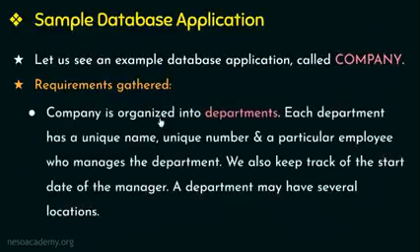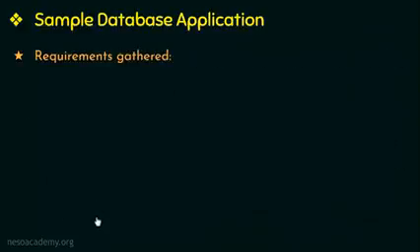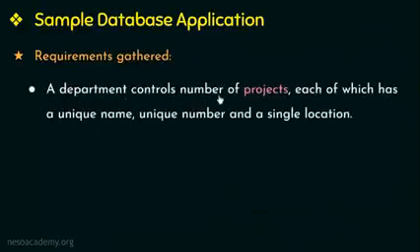The company is organized into different departments, and each department has a unique name, a unique number, and a particular employee who manages the department. We also keep track of the start date of the manager or the employee who manages the department, and a department may have several locations. This is one of the requirements. The next requirement is a department controls a number of projects, each of which has a unique name, unique number, and a single location.